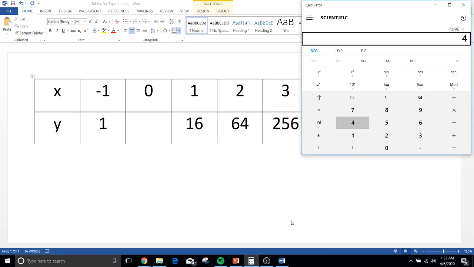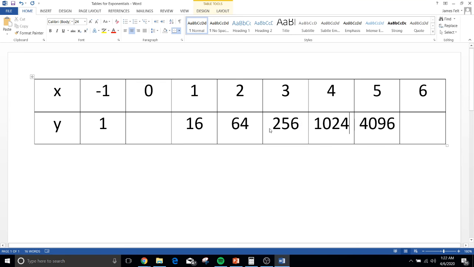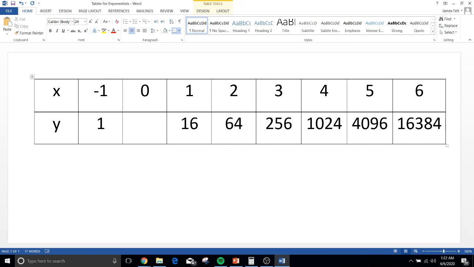Let's multiply it once more by 4 to finish out the right side of the table. We get 16,384. We've now completed the right side of our table.